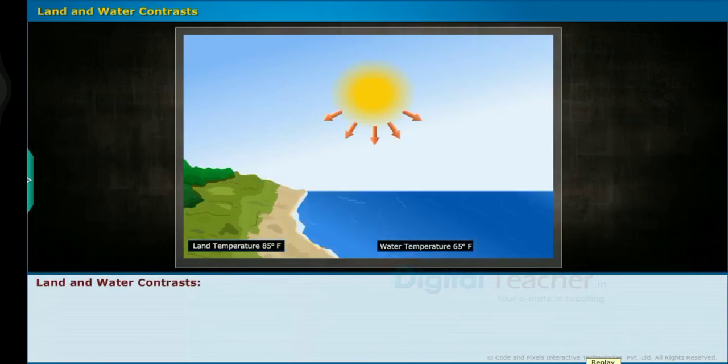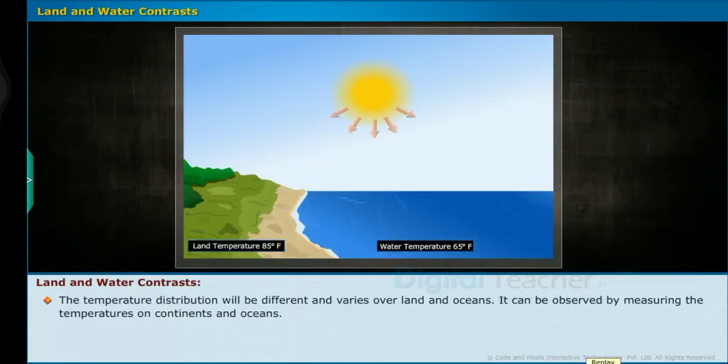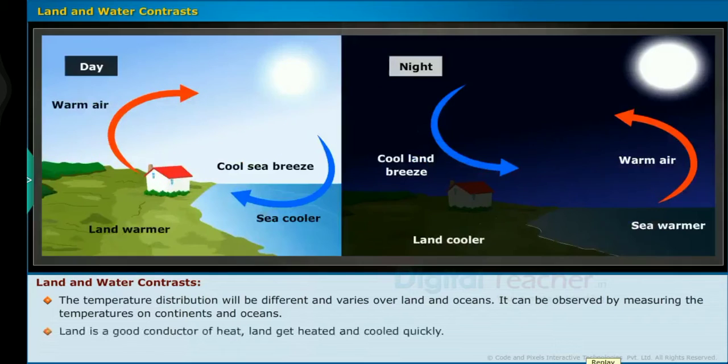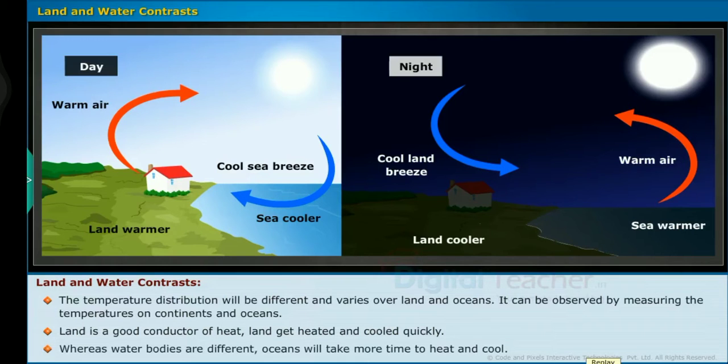Let us learn about the land and water contrast. The temperature distribution will be different and varies over land and oceans. It can be observed by measuring the temperatures on continents and oceans. Land is a good conductor of heat. Land gets heated and cooled quickly, whereas water bodies are different. Oceans will take more time to heat and cool.